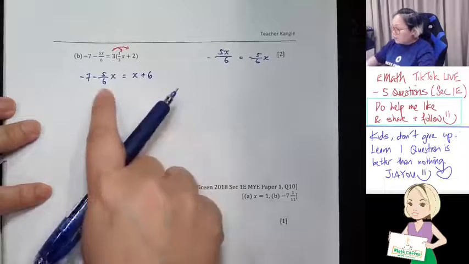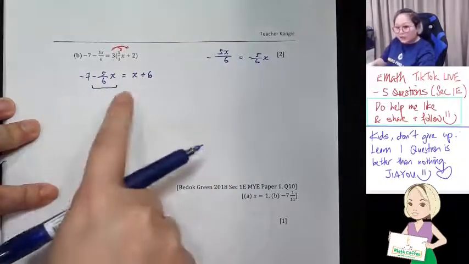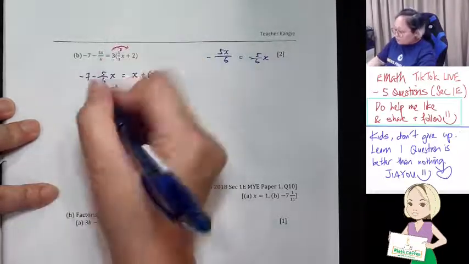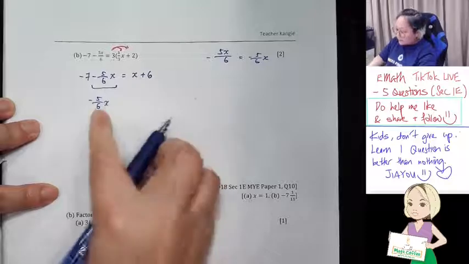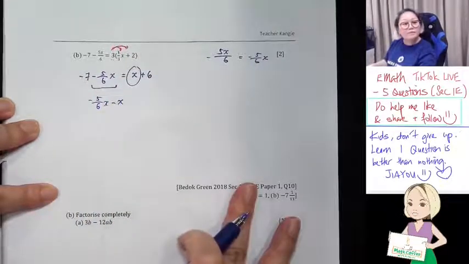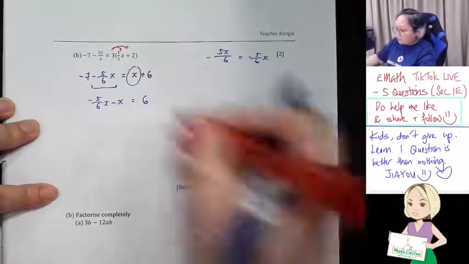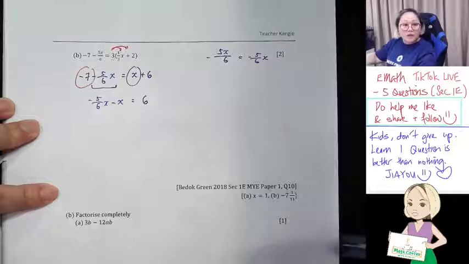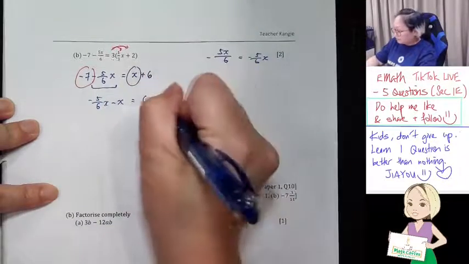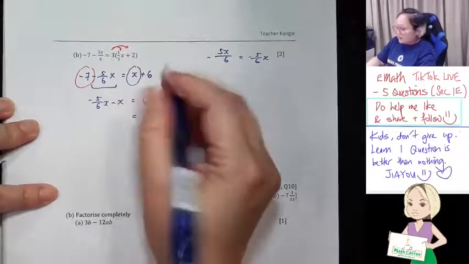Okay, so minus 5 over 6x is x. Take note, there's a negative in front here, so don't forget the negative. So minus 5 over 6x is here. Now I'm going to bring this to the left hand side, so it becomes minus x. Okay, equal, the 6 will remain on the right hand side. Now I'm going to bring the minus 7 to the right hand side. So minus 7 going to the right hand side will become plus 7. So then, okay, this one is easy. 6 plus 7 is just 13.